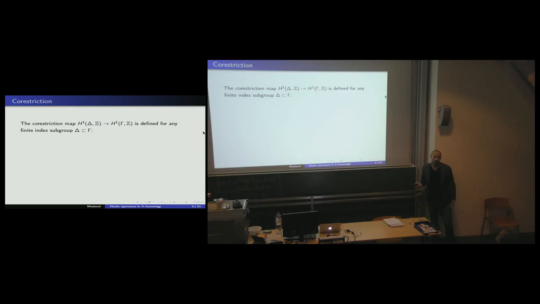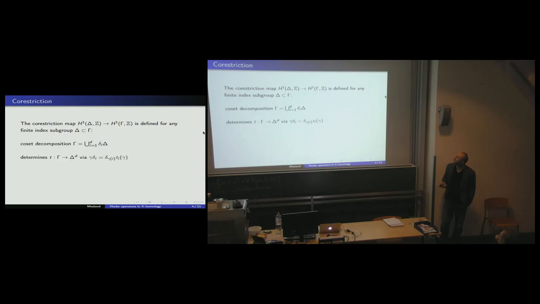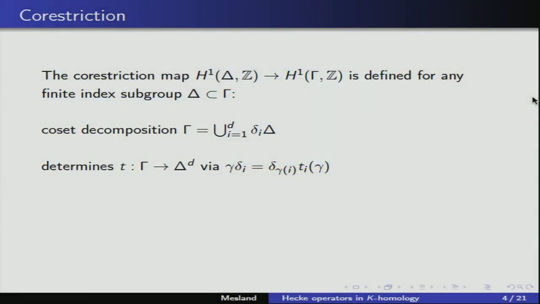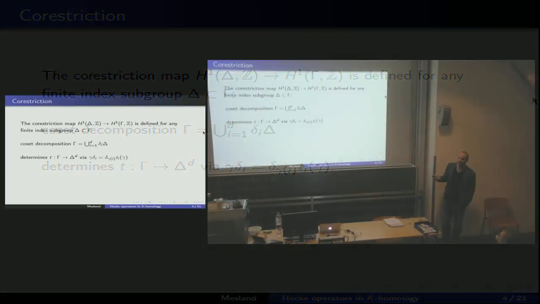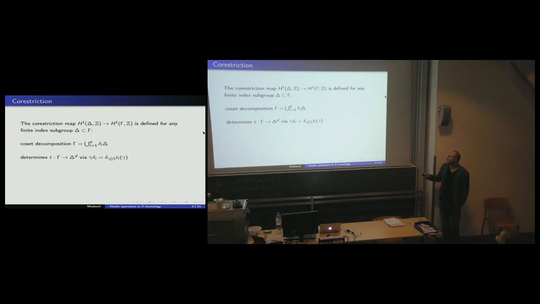You can define this co-restriction or transfer map, which you get from taking a coset decomposition of the small group. So there's a finite number of cosets. You choose some representatives for these cosets. And this gives you a map from Γ to D copies of the smaller group Δ using that formula. So if you act with an element γ on the cosets, they get permuted. And because the image of a coset will be again a coset, this determines elements of Δ, which are called Ti of γ.